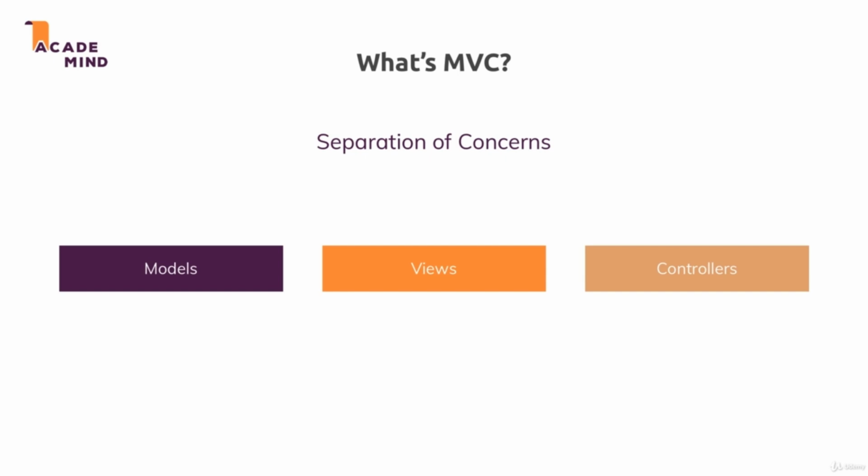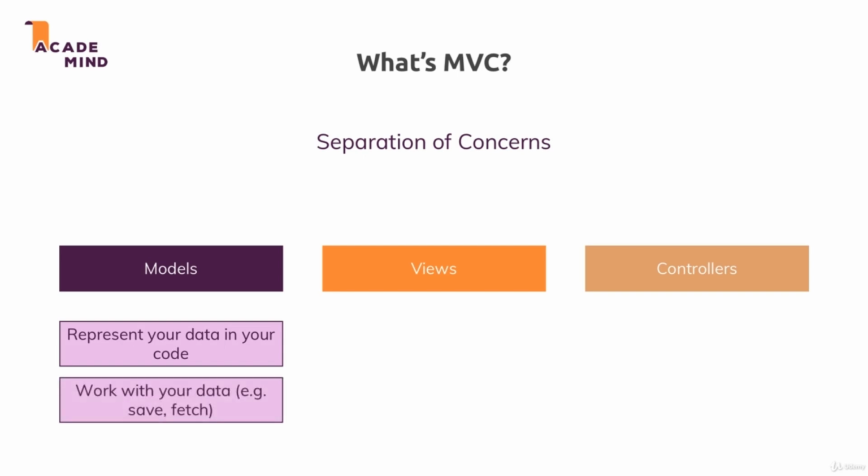Models are basically objects or a part of your code that is responsible for representing your data in your code and allowing you to work with your data. So things like saving data, fetching data to or from a file, or even if it's just in memory as we're currently doing it, this should be handled by models.